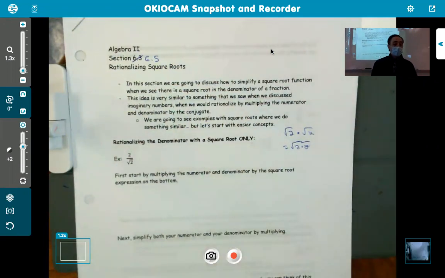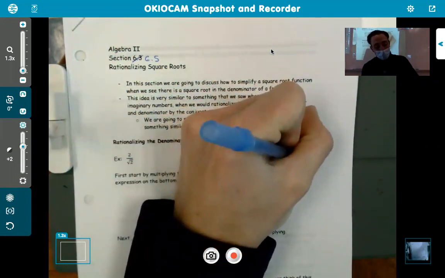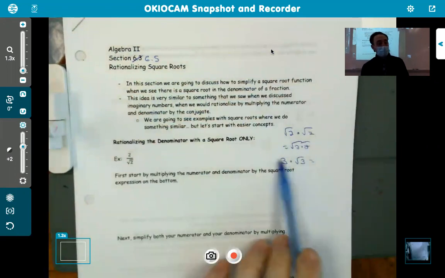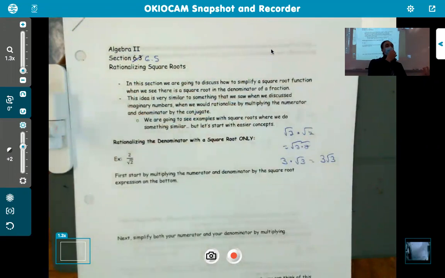Hopefully we remember that. If I'm taking a constant term like 3 and multiplying it by the square root of 3, well, those two terms can't really simplify. I'm just left with 3 root 3. I just combine them. Similar to how if you were multiplying a constant by a variable, right? You just combine those things together. Okay.